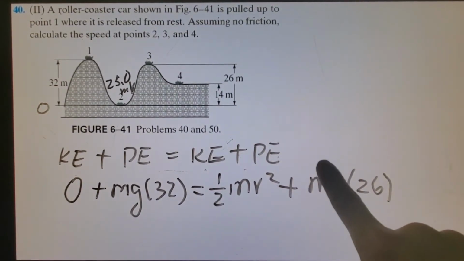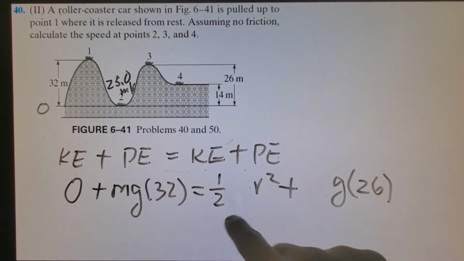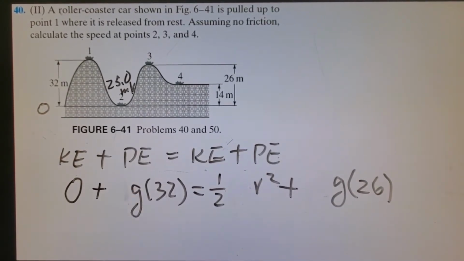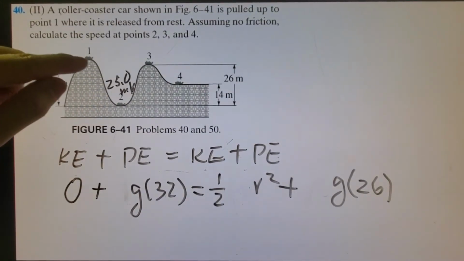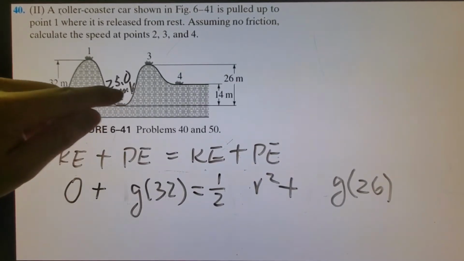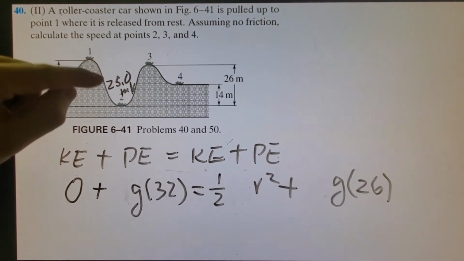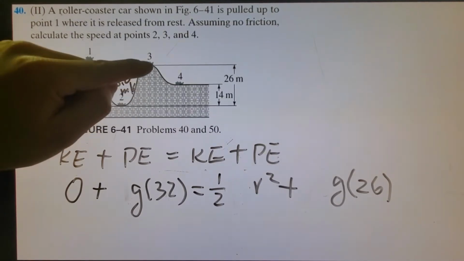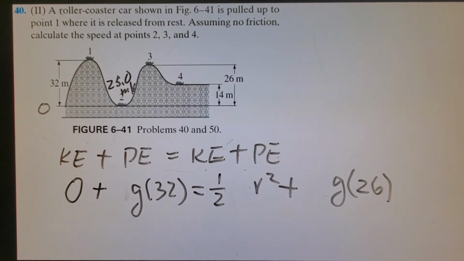Because it has the m everywhere, I'm going to cancel the m for each term. That means it's independent of the mass. If you have a heavier roller coaster, it doesn't matter. It only matters of the height. When it's lower, it will move faster. When it's higher, it will move slower. It will be independent of the weight or of the mass.